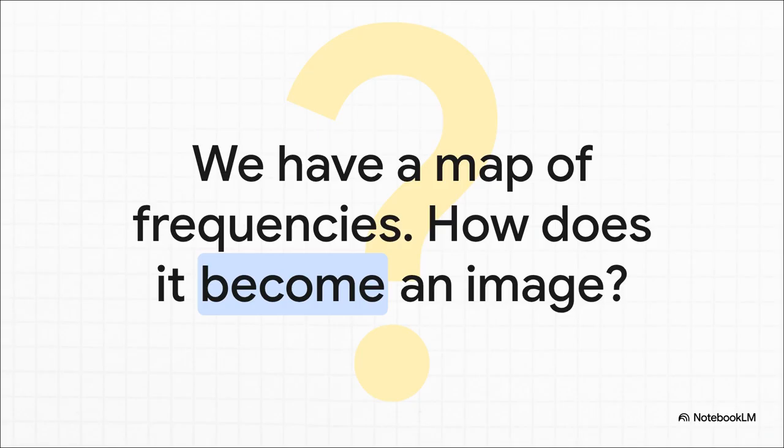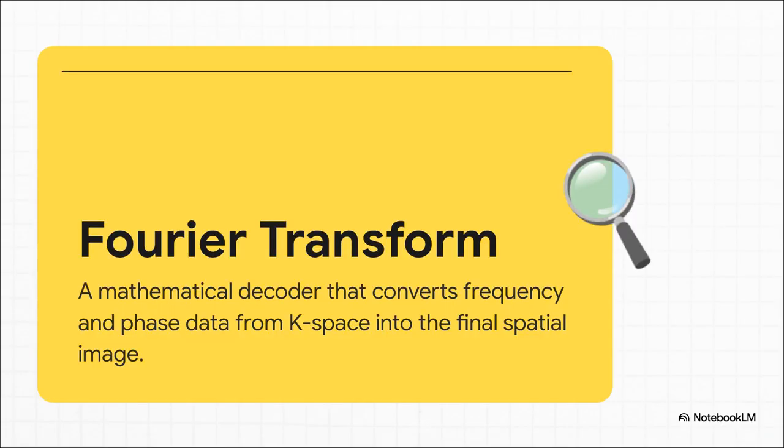Well, the answer lies in one of the most powerful tools in all of mathematics. The magic decoder ring is something called the Fourier transform. Now, you don't need to know the complex math behind it, you just need to know what it does. It's a process that can take a super complex signal made up of tons of different frequencies, like our K-space data, and it can instantly break it all down, mapping every single piece back to its original location in space. It basically translates the language of frequency into the language of pictures.